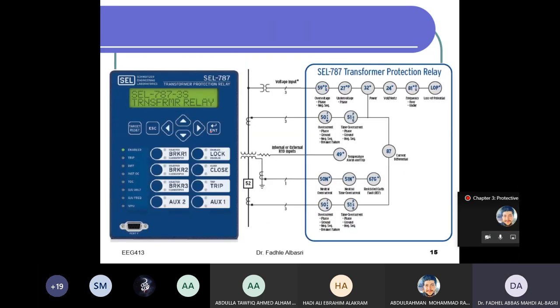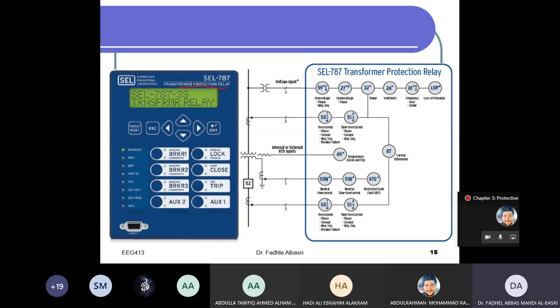This is an example of a numerical relay from Speicher Engineering Laboratory. It's a relay manufacturing company. So now I have a display. I can change, I go through the settings. So how many functions inside here? You have this relay for transformer protection.